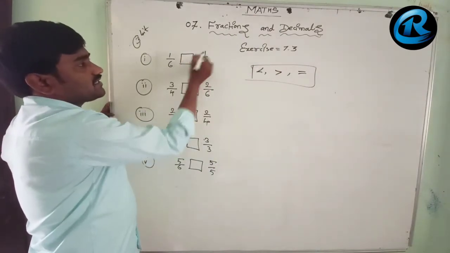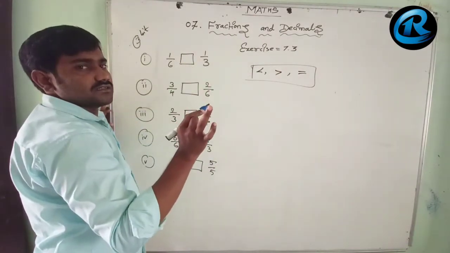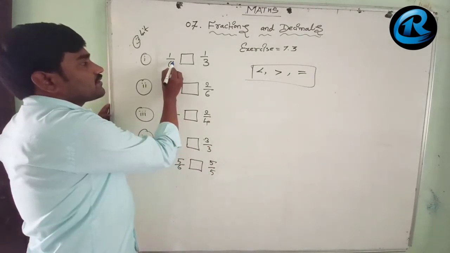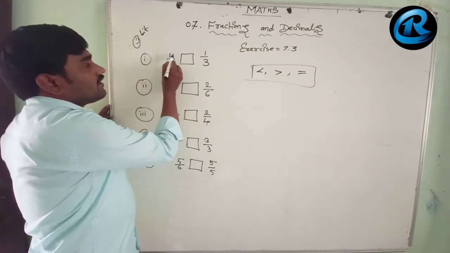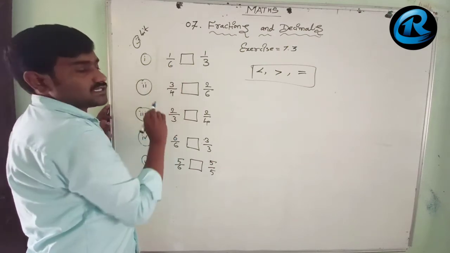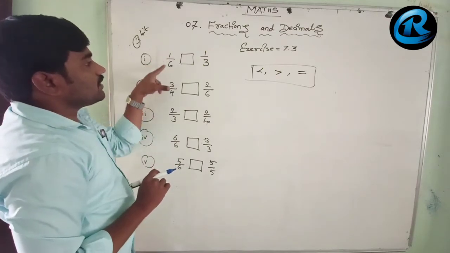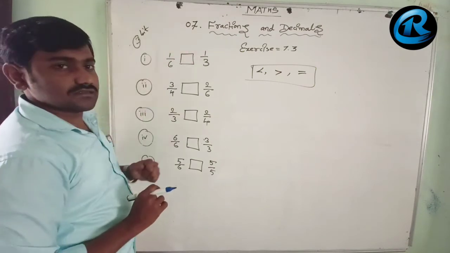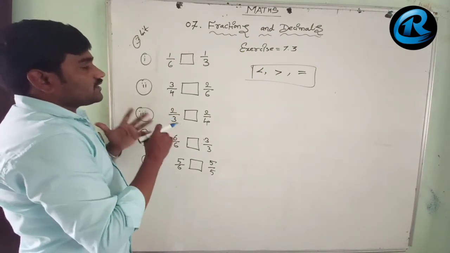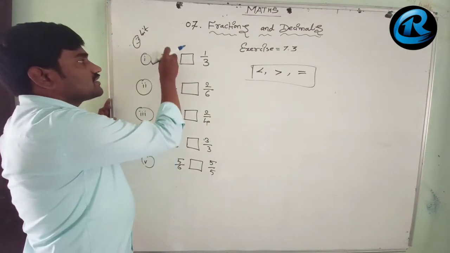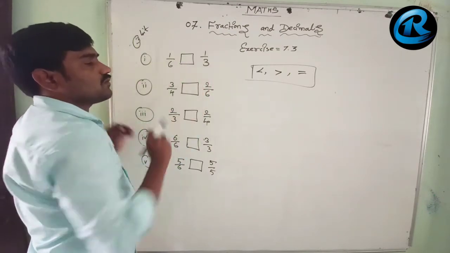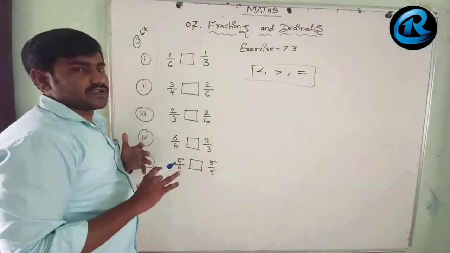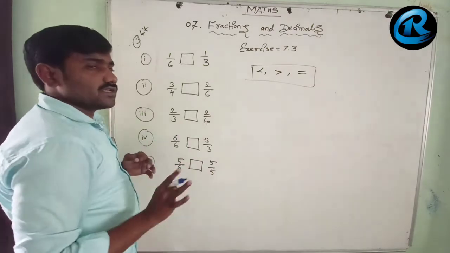Here it is 1 by 6 and 1 by 3, which is greater than or which is less than? Let's see. Very simple. Suppose one member is eating 6 chocolates, and here one member is eating 3 chocolates. So it will be different. Then if you take 6 members eating 1 chocolate or 3 members eating 1 chocolate, in this way we can compare it and say which is the smaller one and which is the greater one. If you are confused by this, I will tell you one more easy method.